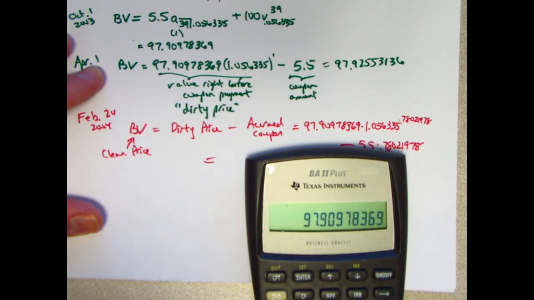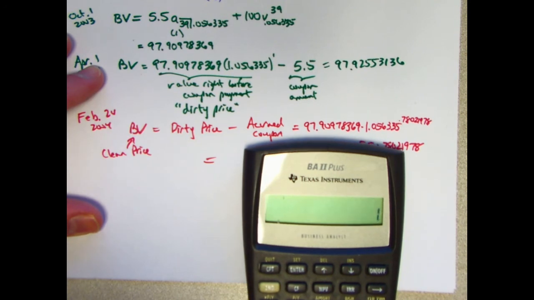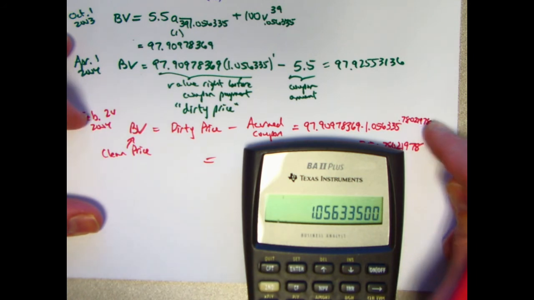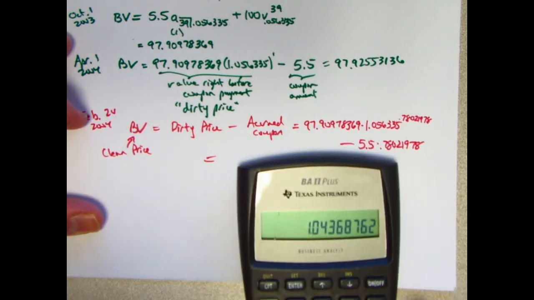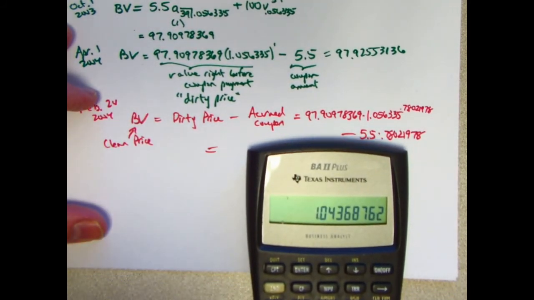97.90978369. I shouldn't have typed that. I'll store that in register 9 for the moment. 1.056335 raised to that power, which is stored in register 0, gives us approximately 1.04369. Multiply that by what's in register 9.